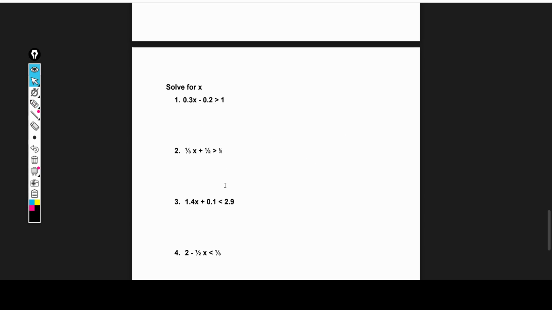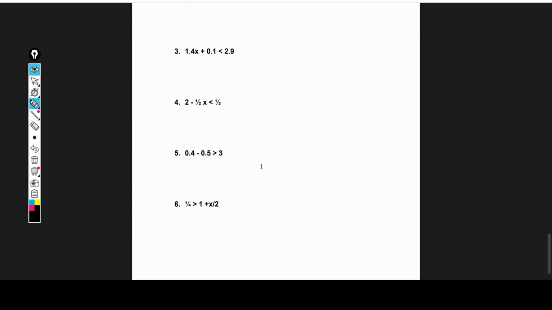For our next problem, let me move down. 1.4x plus 0.1 is less than 2.9. Like before, subtract 0.1 from both sides to isolate. 1.4x is less than 2.8. Divide both sides by 1.4. We end up with x is less than 2. Next problem, we're going to subtract 2 from both sides.